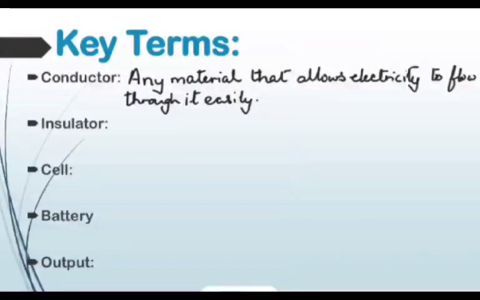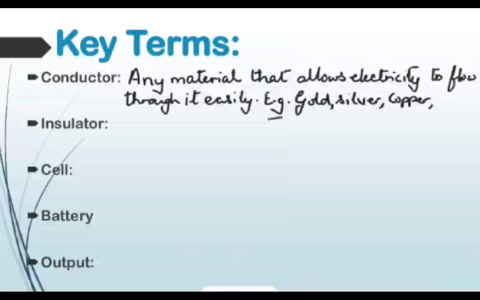The examples of conductors are gold, silver, copper, tungsten. Tungsten. What is tungsten, children? It is that wire which you see in a bulb. Yes? Okay. On the other hand, what is an insulator?